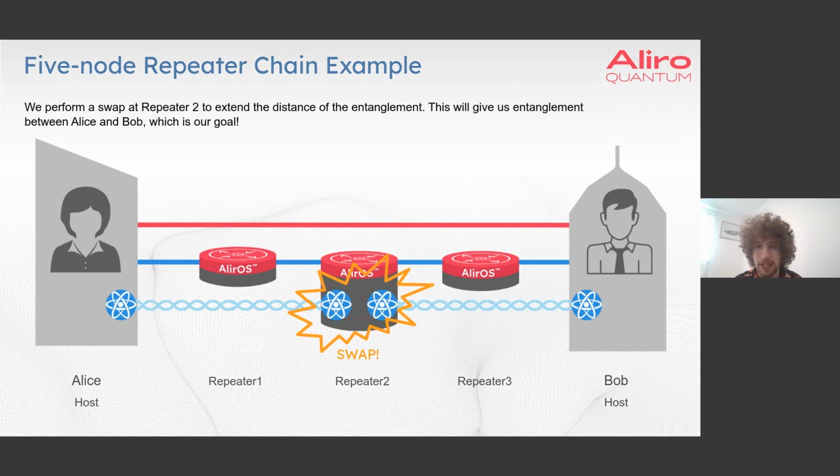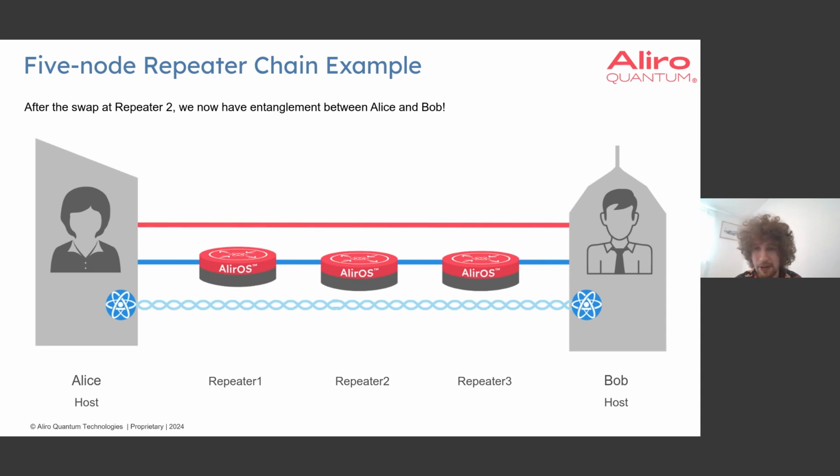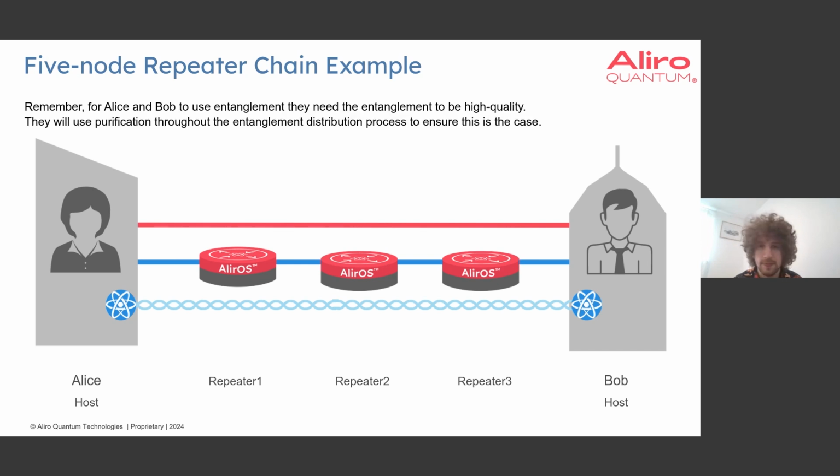Now we perform a swap at repeater 2 to extend our entanglement and give us entanglement between Alice and Bob. After the swap, we have entanglement between Alice and Bob, which was our goal in this example. Like we mentioned earlier, we will likely want to do purification throughout this process many times to keep entanglement quality high, and we will also likely want to do this process many times so that Alice and Bob share multiple entangled pairs instead of just one shared entangled pair.